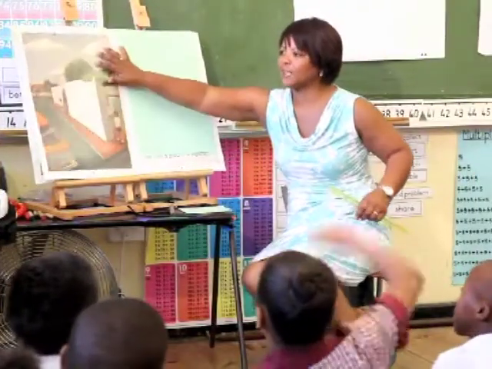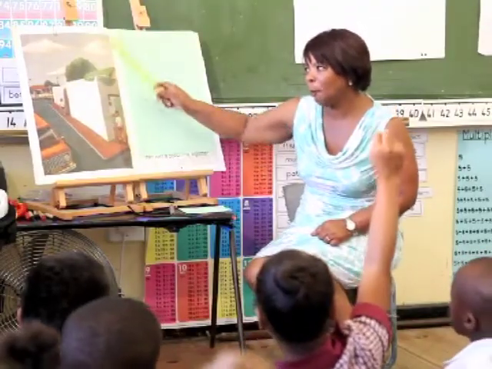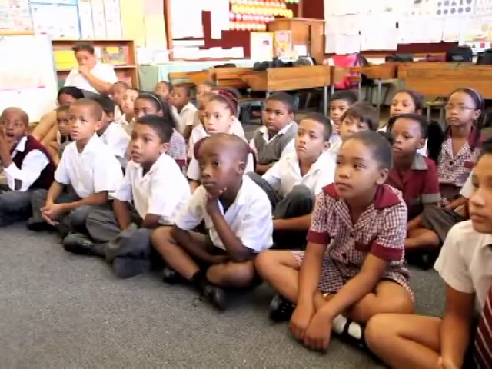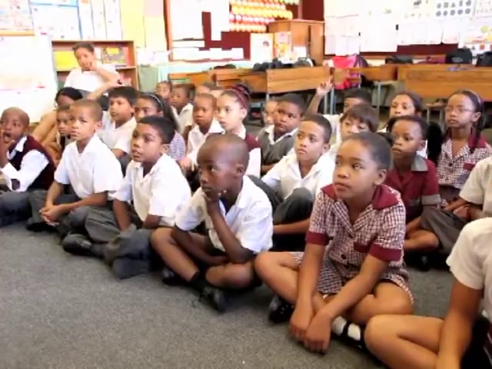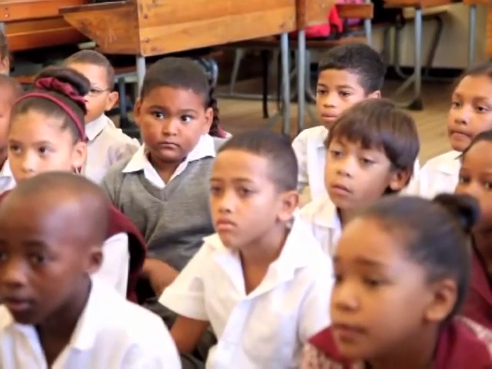Then we move to the picture walk. In the picture walk, I ask them to tell me whatever they see in the picture. So they'll give me a sentence or two about the picture. And if there's something specific that I want to draw their attention to, I'll question them about it. What do you see in the background?